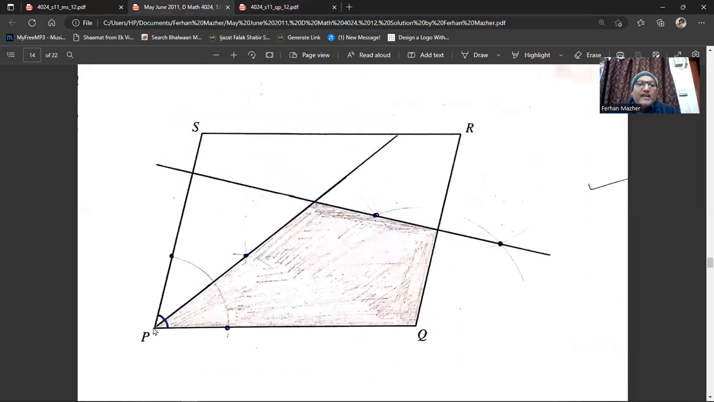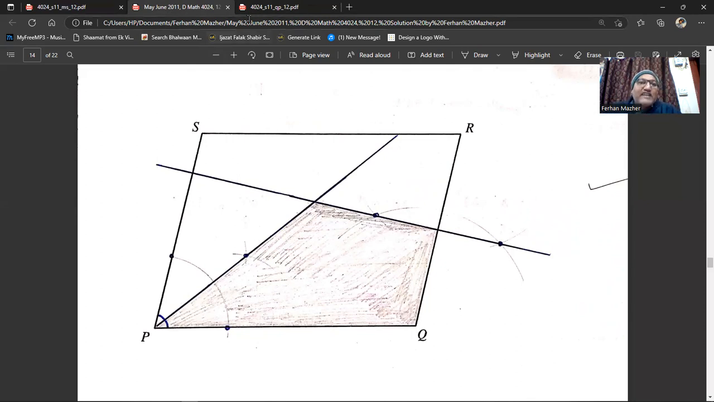So you see, I will take P as the center. I will put the needle of the compass on P. I will make a mark here and a mark here. Then I will put the compass needle here and draw an arc here. I will put the compass needle here and draw the arc here. Where these two arcs intersect, I will join this point and this vertex P, and I will draw this line. So this line will be the angle bisector of angle SPQ.